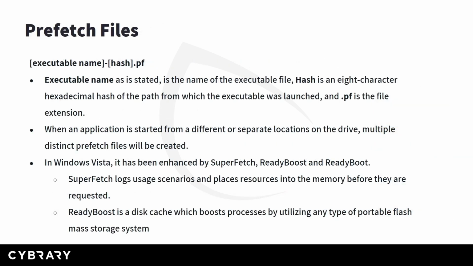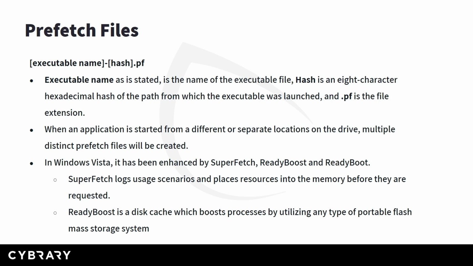Prefetch file names have the following naming convention. Executable name, as stated, is the name of the executable file. Hash is an 8-character hexadecimal hash of the path from which the executable was launched, and .pf is the file extension. Note that a dash separates the executable name from the hash and that the file name is made up of only uppercase characters with the exception of the file extension.